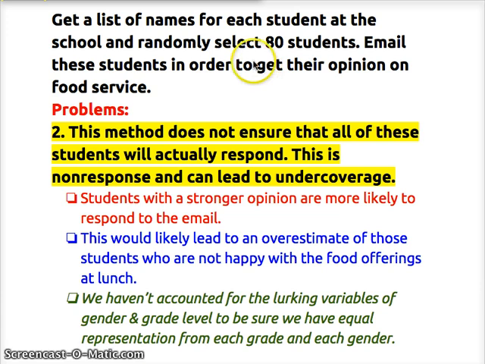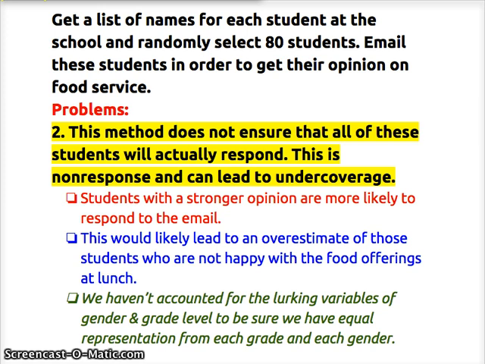Well, we know first off, emailing the students, it's voluntary response. Students don't have to reply to an email. Students that don't check their email wouldn't respond. Students that have a strong opinion would be likely to respond, and those without one may be unlikely to respond. So maybe students that are really passionate about how much they dislike the food will respond, and this would be an overestimate. We also haven't accounted for those lurking variables of gender and grade level.